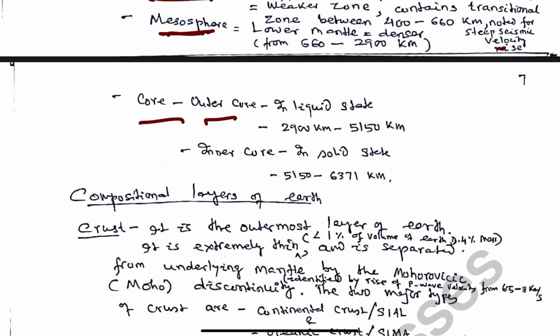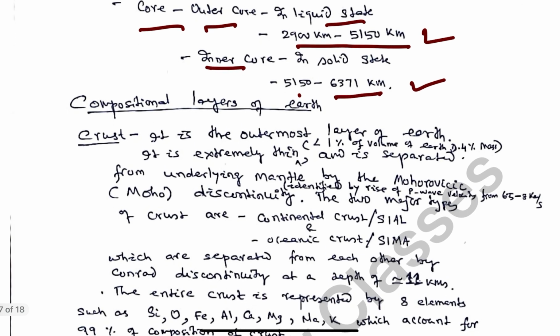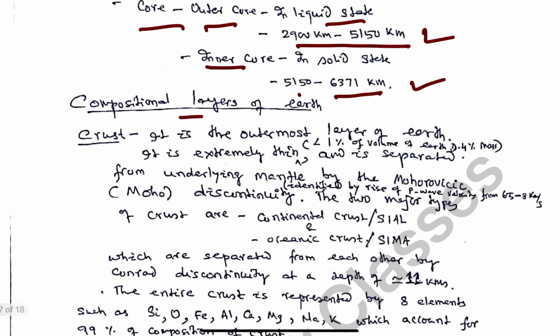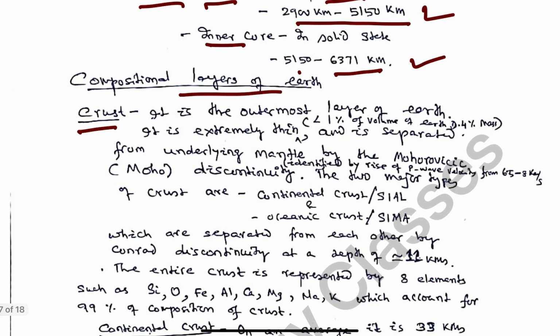Core is made up of outer core and inner core. Outer core is in liquid state, varying in depth from 2900 kilometers to 5.50 kilometers, and inner core extends from 5.50 to 6.71 kilometers. Now I will discuss the composition layers of the Earth. So the main ones are the crust, mantle and core. Let me discuss what is crust.